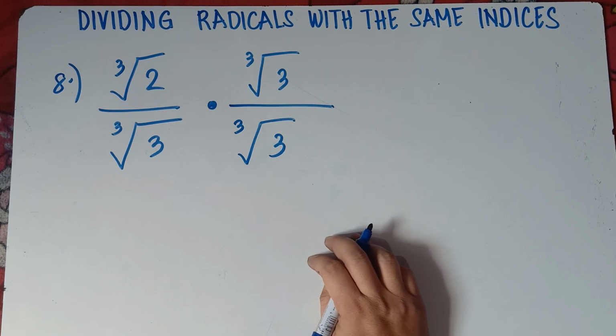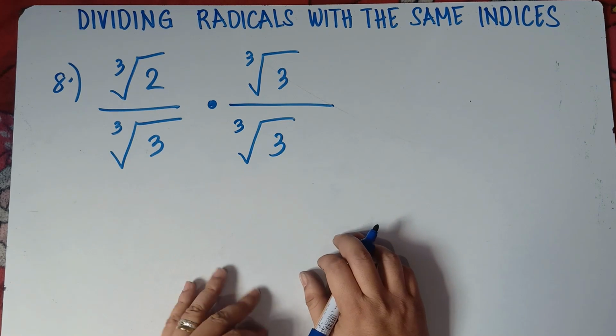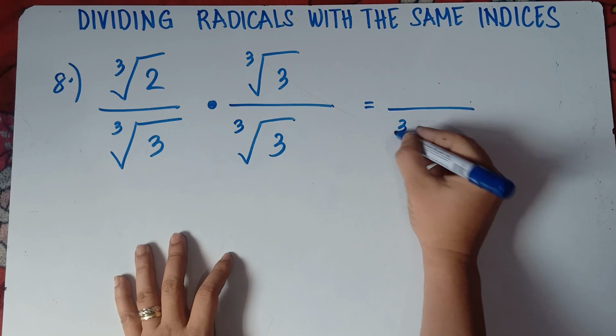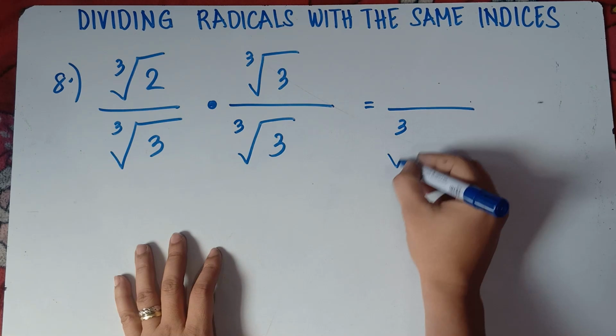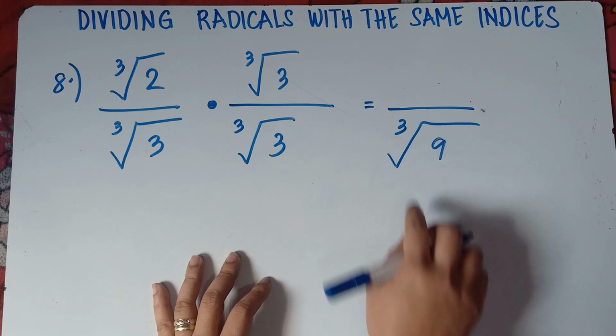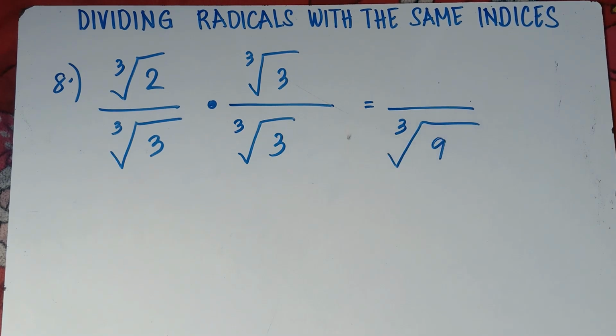But this time, class, we cannot multiply this one by the cube root of 3. Now, why is that, sir? Because if you multiply this one, this will be the cube root of, okay, copy the index, cube root of 3 times 3, that is 9, right? And we don't have the cube root of 9. Therefore, we cannot simplify the radical on the denominator.